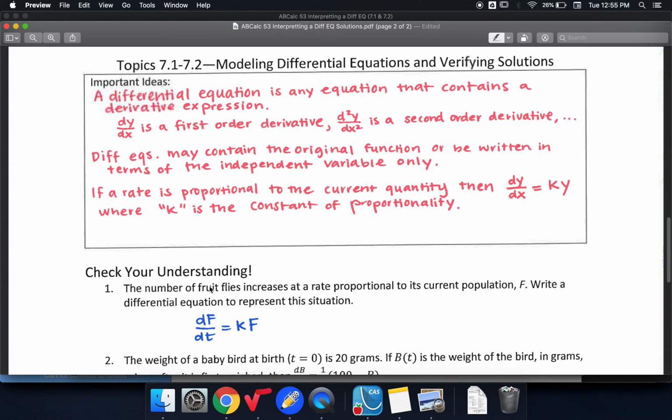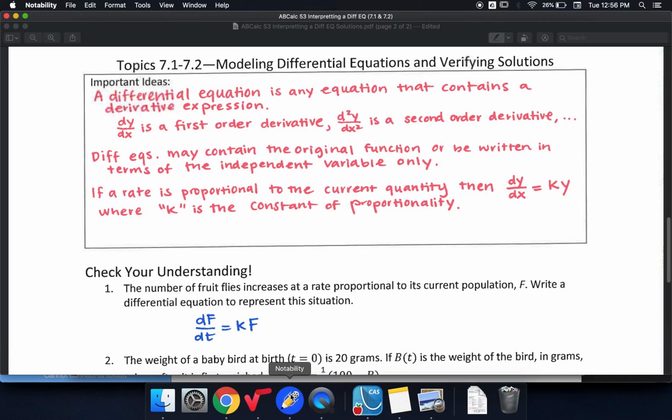It says the number of fruit flies increases at a rate proportional to the current population f. So my differential equation is going to be df dt, because I've got a rate. And even though they don't explicitly say time, it's how fruit flies are changing over time. And it's going to be a multiple of the fruit flies. I'm going to come over here to this one.